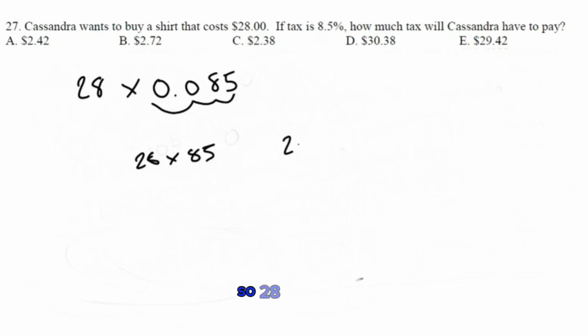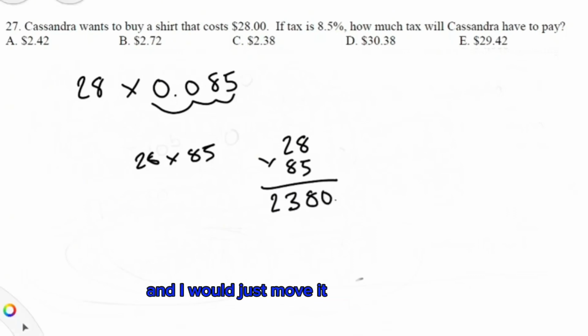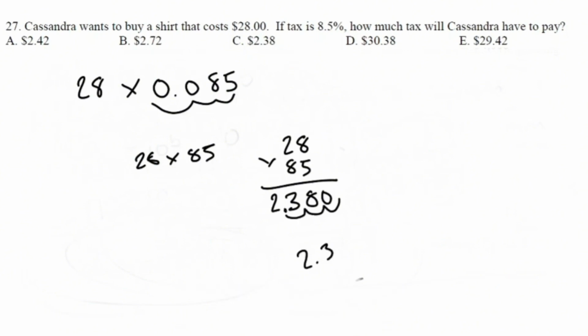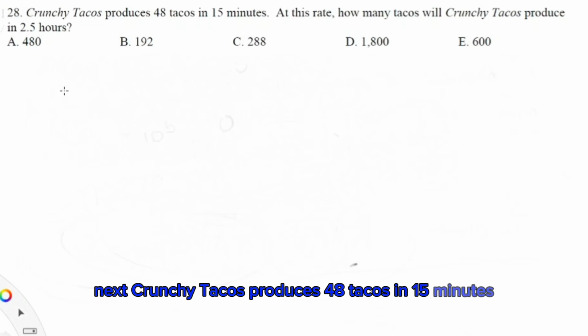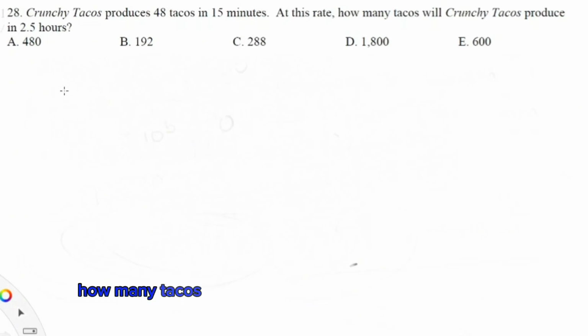So 28 times 85. If you do 28 times 85, you get 2,380. And now we just move it back 3 decimal places, so 1, 2, 3, and we put the decimal here, and we get 2.38. And that's your answer. Next, Crunchy Tacos produces 48 tacos in 15 minutes. At this rate, how many tacos will Crunchy Tacos produce in 2.5 hours?